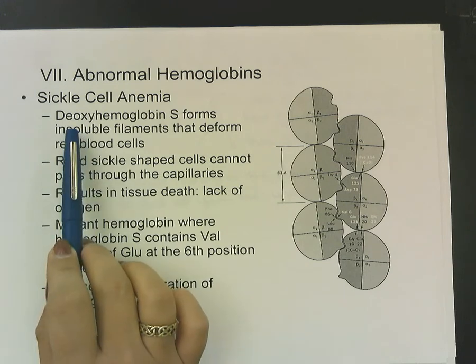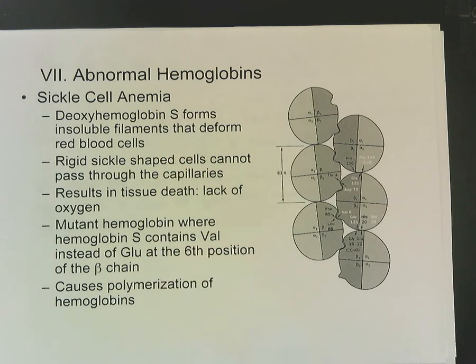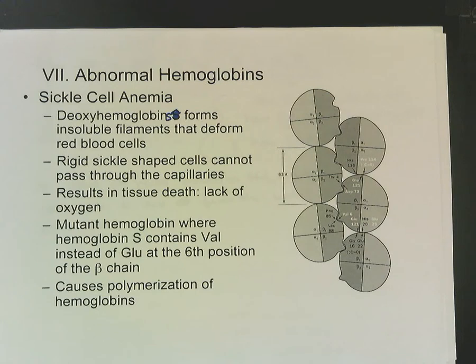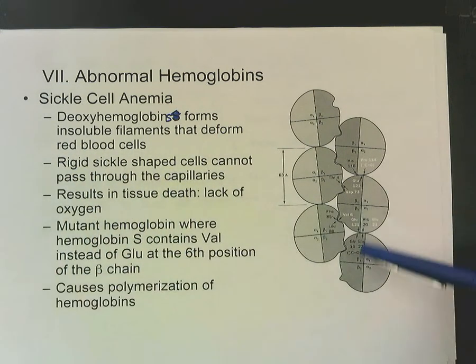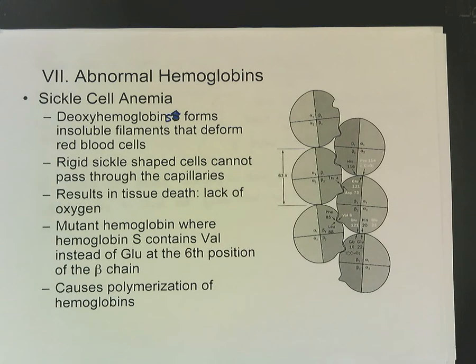So, our deoxyhemoglobin forms insoluble filaments that deform in red blood cells, because instead of being individual cells that can smoothly run past each other, they have this weird sickle shape. And then they start catching each other. So they're not sliding past each other in the bloodstream anymore. They catch each other, like they have an elbow sticking out.